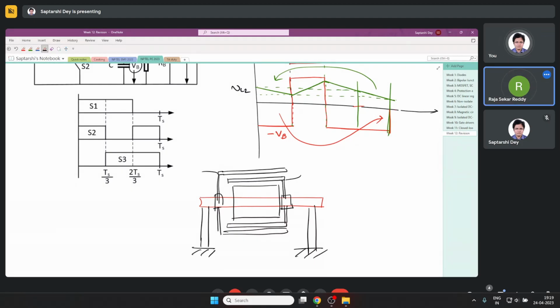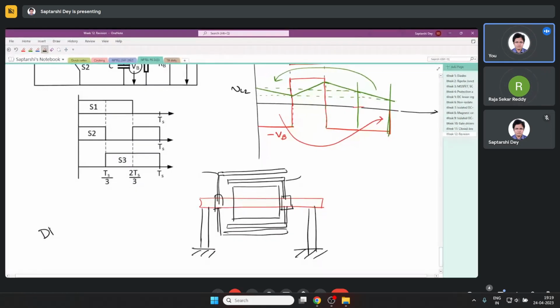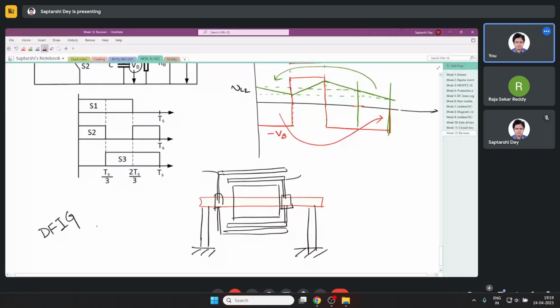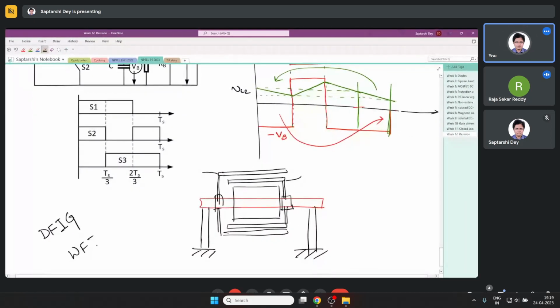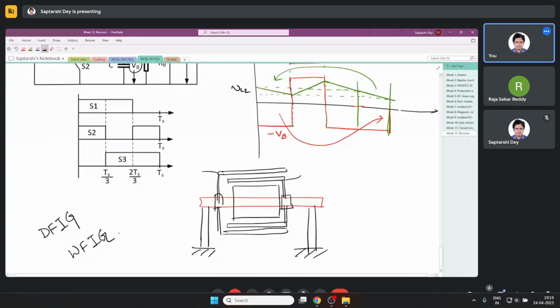There are machines with multiple electrical ports like your DFIGs, doubly fed induction generators. These are wound field induction machines where you have electrical connection on both the stator and rotor. Stator you always have, rotor instead of shorting them you have another converter. That is used in wind power generation, very popularly used. So these are examples of multi-port machines. You can have multiple electrical and mechanical ports.